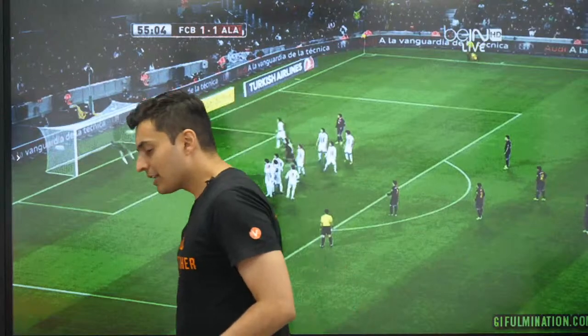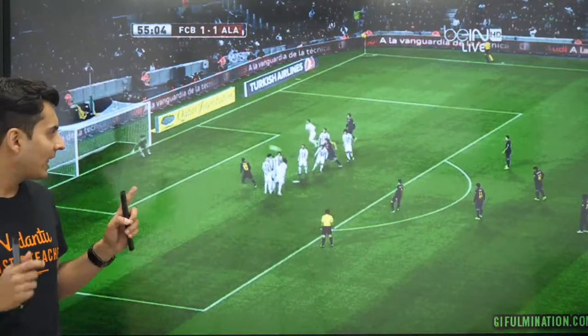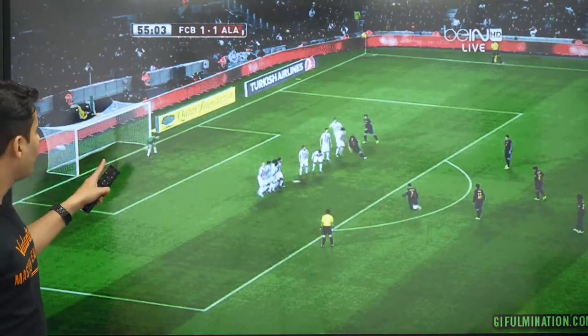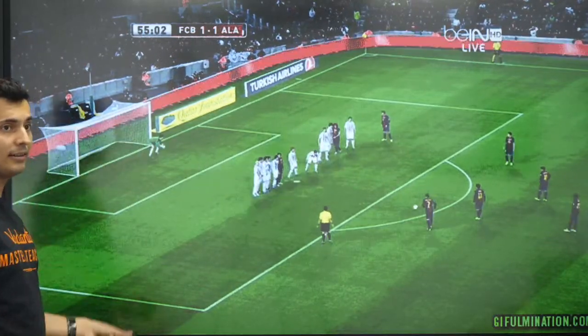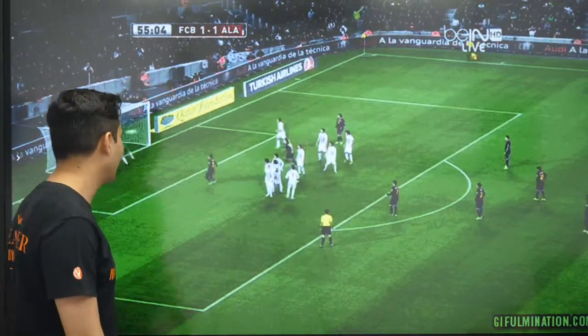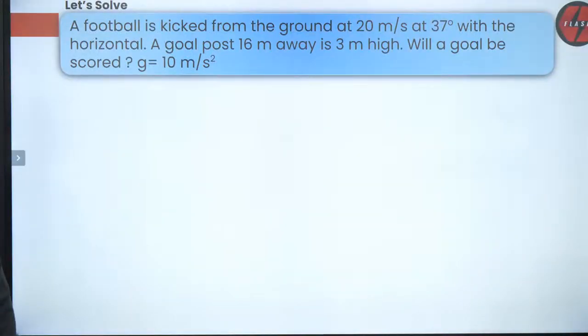Yes, there is going to be a footballer who is going to hit the ball, and we have to figure out whether the ball enters inside the goal or it doesn't enter. Some of you already identified the player as well. So here is the thing.